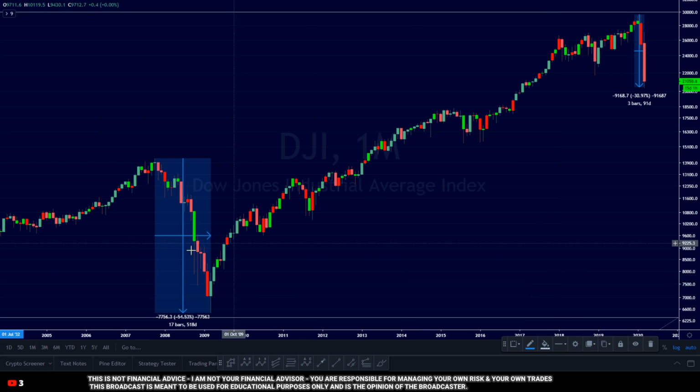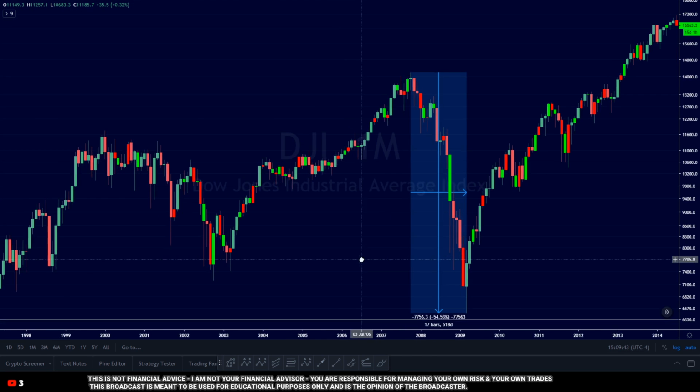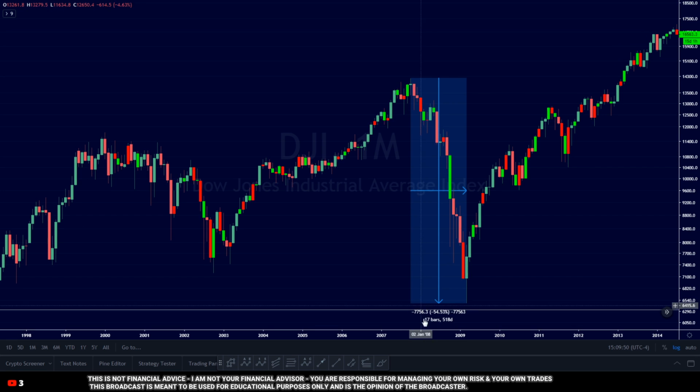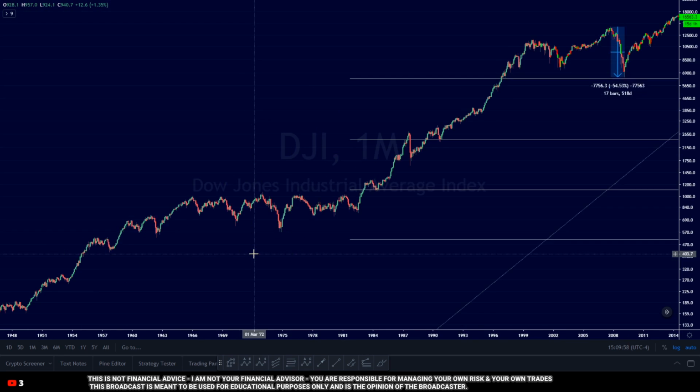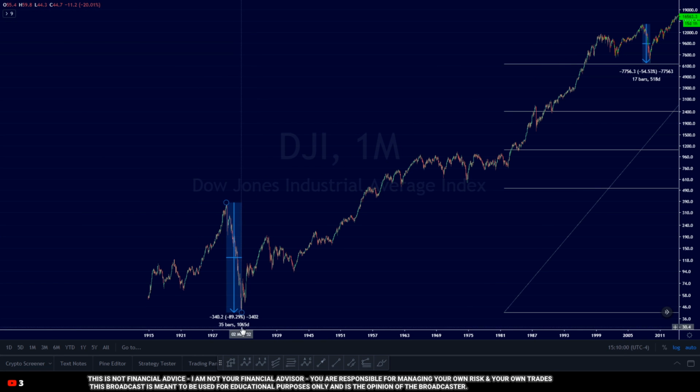Let's take a look at 2008 before we go forward. In 2008, from the top to the bottom, this was 17 months, 518 days, approximately half the amount of time from what we had in 1929. Again, 1929 was 1,065 days. In 2008, the recession, we had 518 days. Now let's take a look at where we are right now.